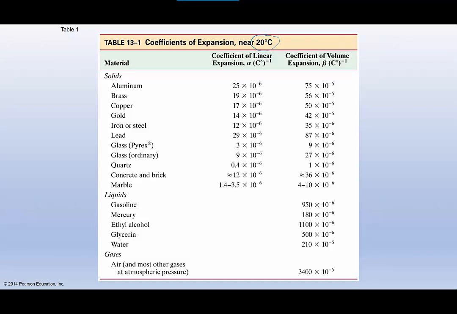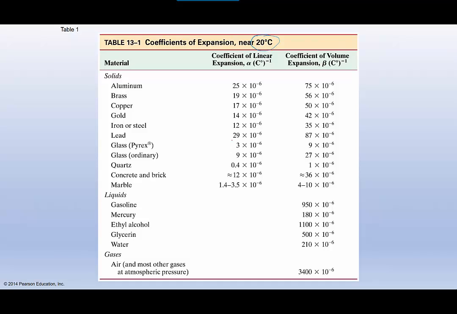So if we take a look at some common ones, for example, iron or steel is 12 times 10 to the -6, whereas lead is 29 times 10 to the -6, and Pyrex glass is 3 times 10 to the -6. What this means is that lead is going to expand significantly more than glass over the same temperature difference. Those are things that we want to keep in mind, because in reality those are very important questions depending on what you're making and what you're using it for. We'll come back to the volume coefficients in just a minute.